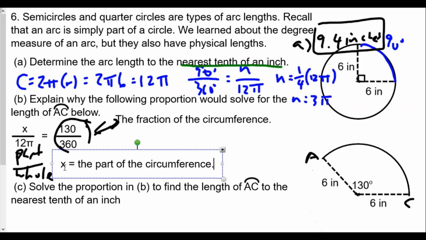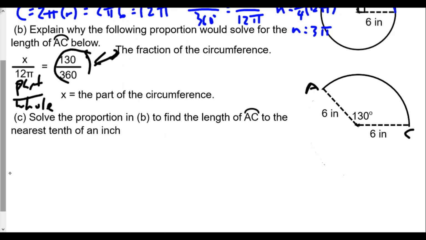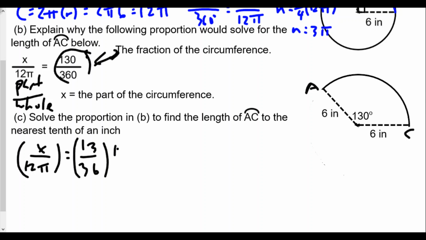And that's what arc AC is. It's a part of the circumference. And so now to solve for the part to the nearest tenth of an inch, we're going to get x over 12 pi equals 13 over 36. We're going to multiply both sides by 12 pi, so these divide out.